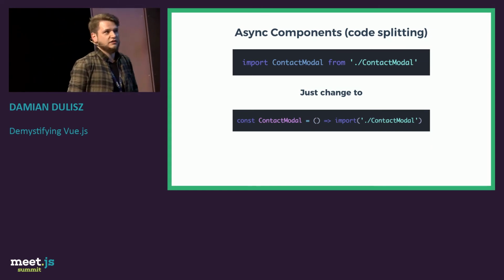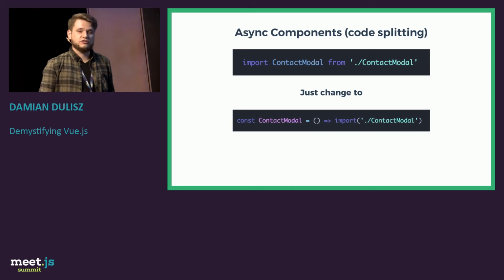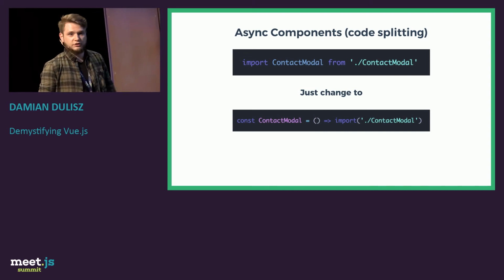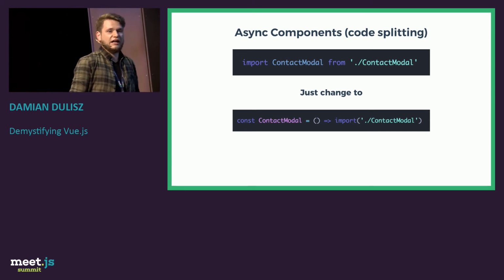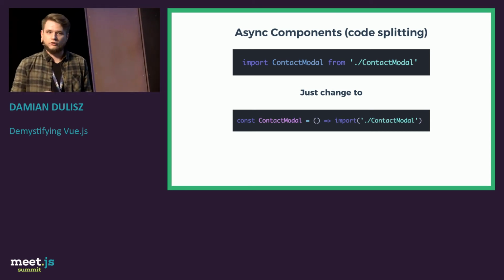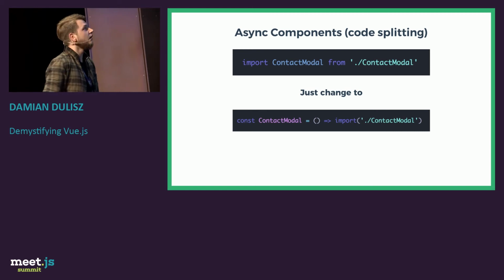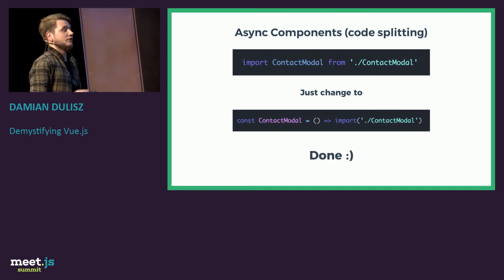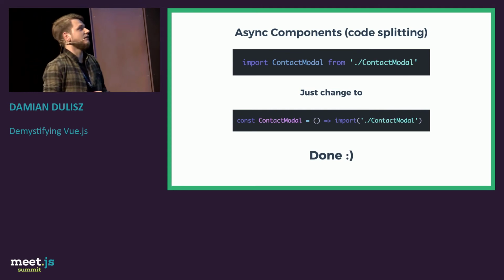Because the templates or the render functions are able to handle either objects, because Vue components are objects until they are called by the render function or within the new Vue constructor. They can also handle functions that return promises. So that's the only thing you need to do to make them asynchronous.